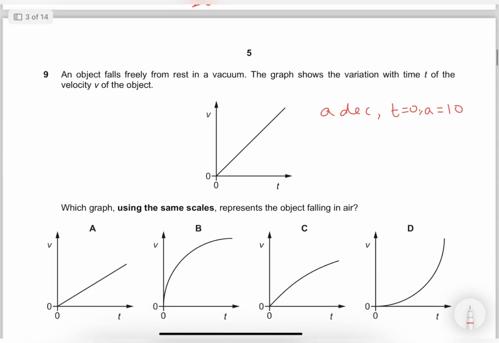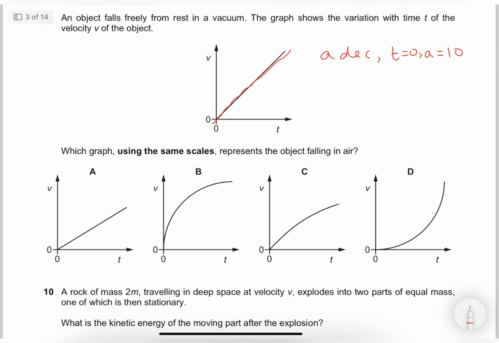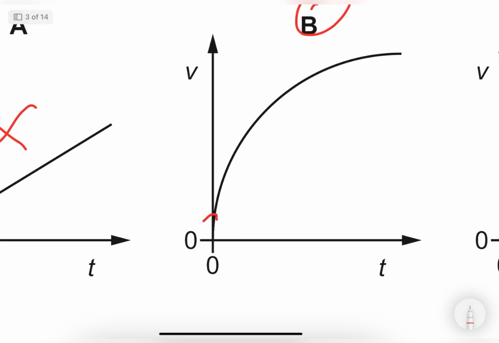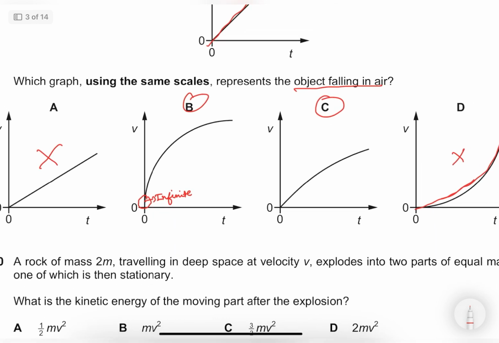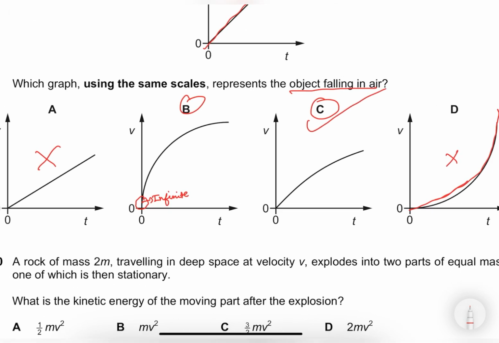Now, an object falls freely from rest in a vacuum. In a vacuum, the acceleration would be constant, right? Uniform. The graph shows the variation of velocity with time t. Which graph, using the same scales, represents the object falling in air? It's falling in air, so it won't be uniform like this. This will also be wrong because the acceleration decreases, and in this graph the acceleration is increasing. So this is also wrong. We are left with B and C. If we look carefully at B, at first the acceleration is infinite. Is it possible? No, it's not possible. So the answer for this one is C.